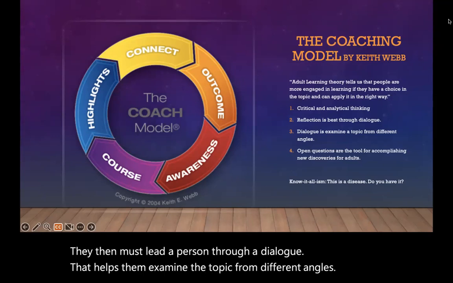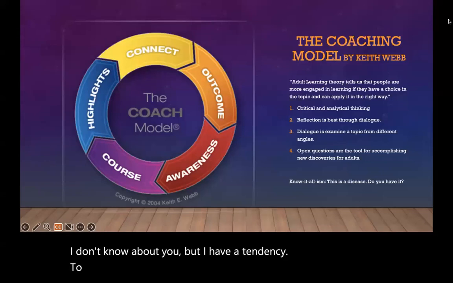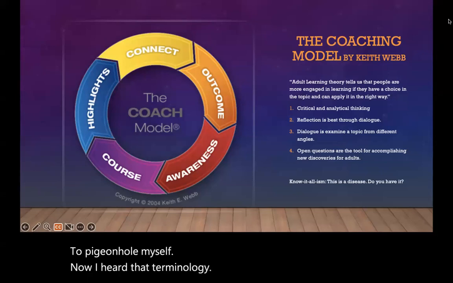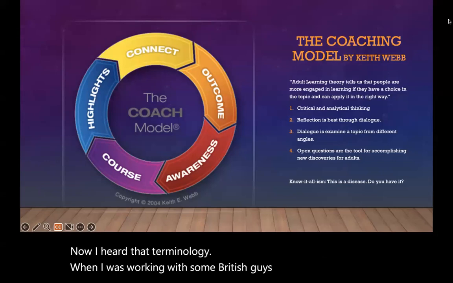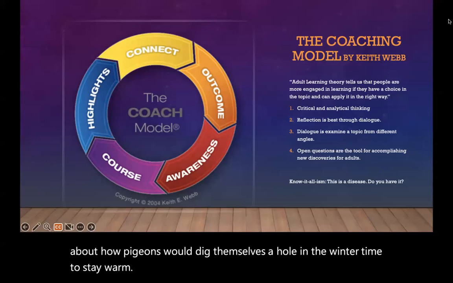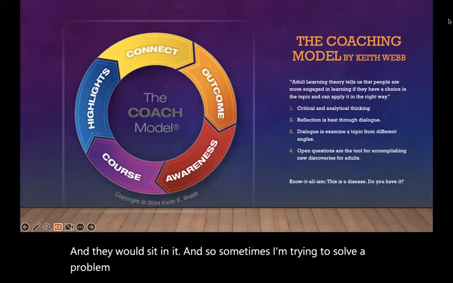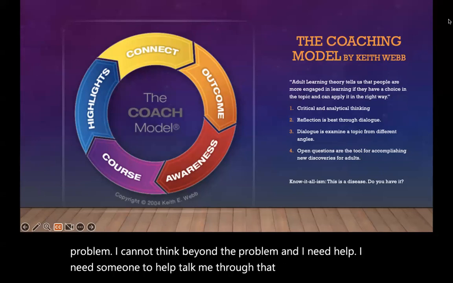I don't know about you, but I have a tendency to pigeonhole myself. Now, I heard that terminology when I was working with some British guys, and they would talk about how pigeons would dig themselves a hole in the wintertime to stay warm, and they would sit in it. And so sometimes when I'm trying to solve a problem, I cannot think beyond the problem, and I need help. I need someone to help talk me through that, and that's what a coach should help you do.